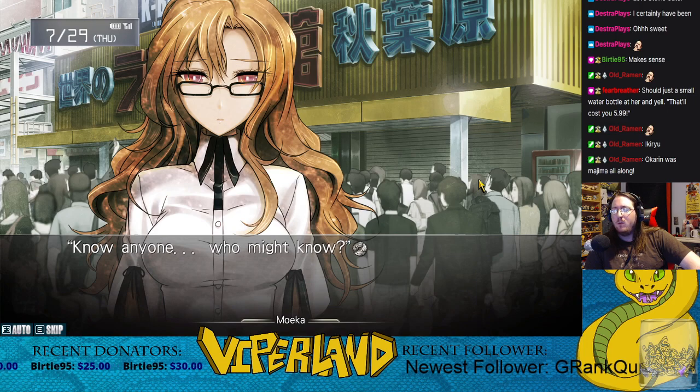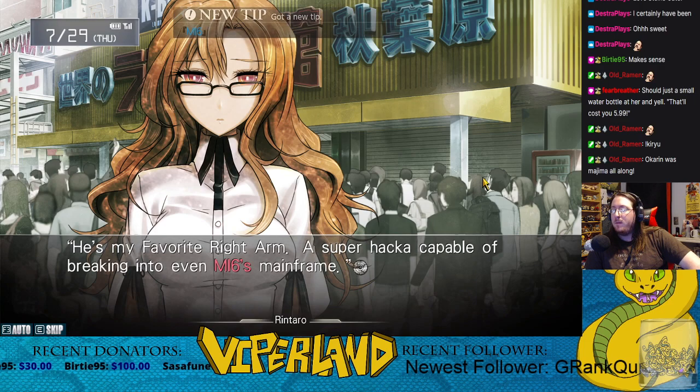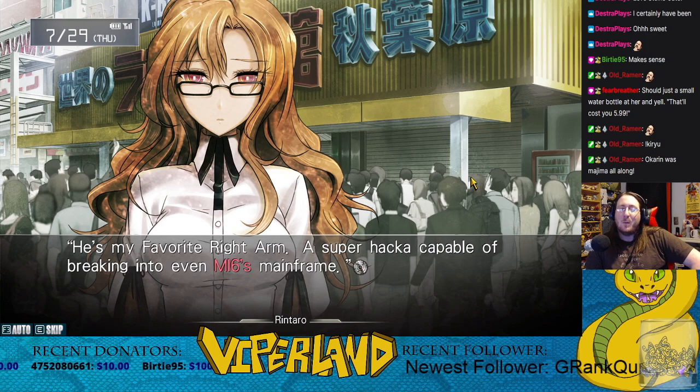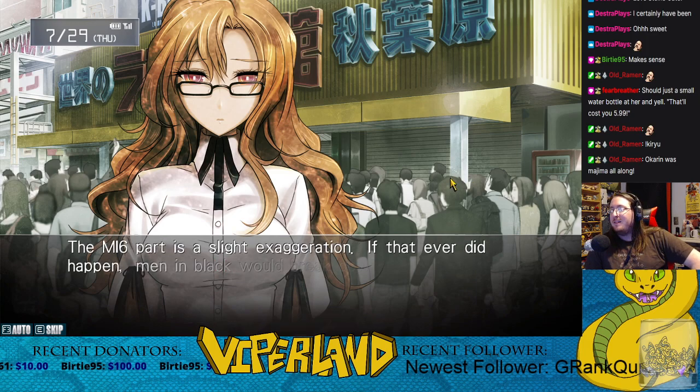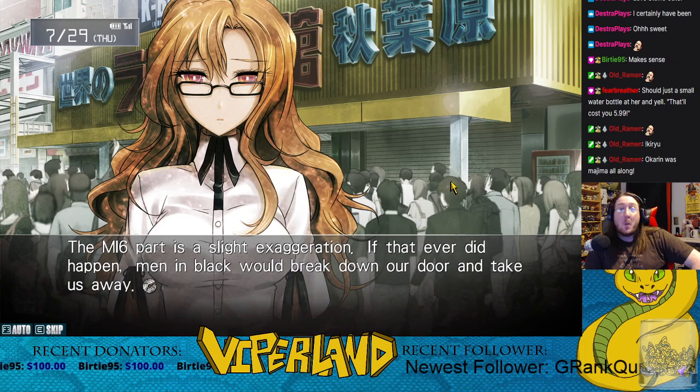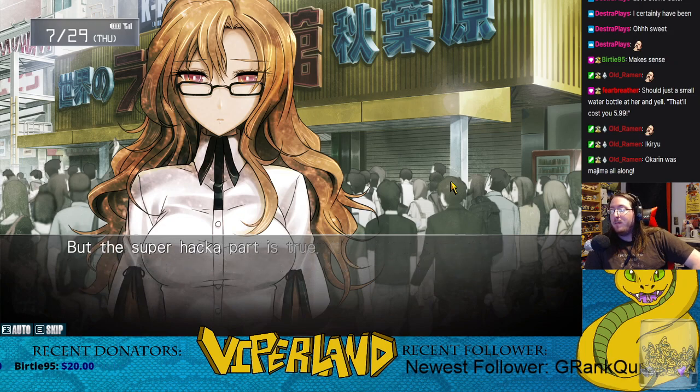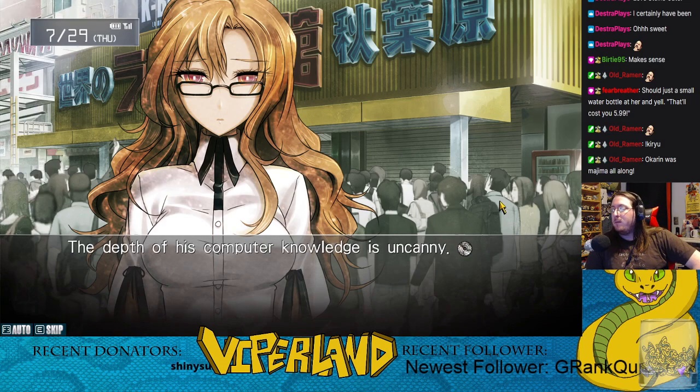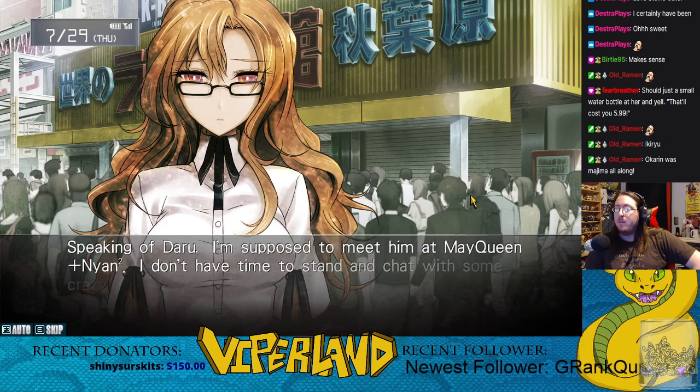Know anyone who might know? Daru probably knows more about it. He is my favorite right arm, a super hacker capable of breaking into even MI6's mainframe. The MI6 part is a slight exaggeration. If that ever did happen, Men in Black would break down our door and take us away. But the super hacker part is true. The depth of his computer knowledge is uncanny. Speaking of Daru, I'm supposed to meet him at May Queen Nyan Nyan.